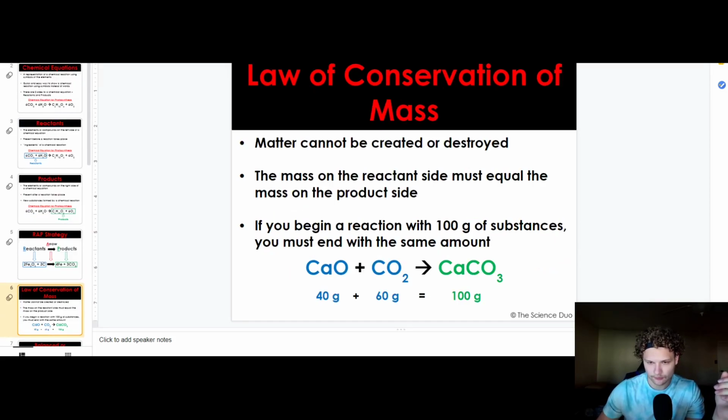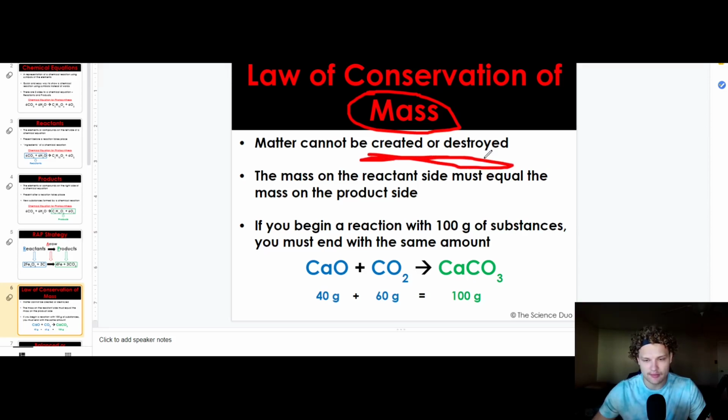All right, law of conservation of mass. All we're talking about here, guys, is that the definition of mass is the amount of atoms inside something. All of us have a certain amount of mass. It cannot be created or destroyed, any of this mass. The atoms cannot be created or destroyed. So that means we should have the same amount of atoms or mass going into our reaction that we have going out of our reaction.